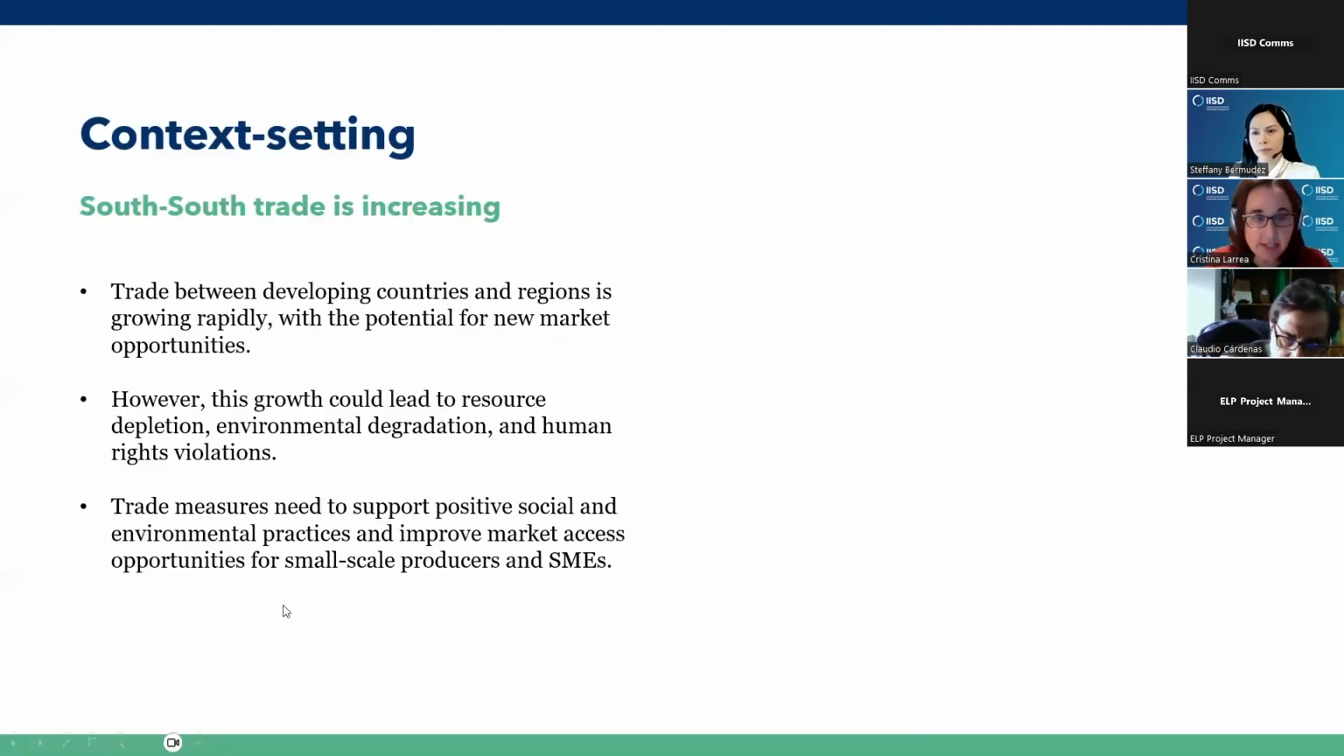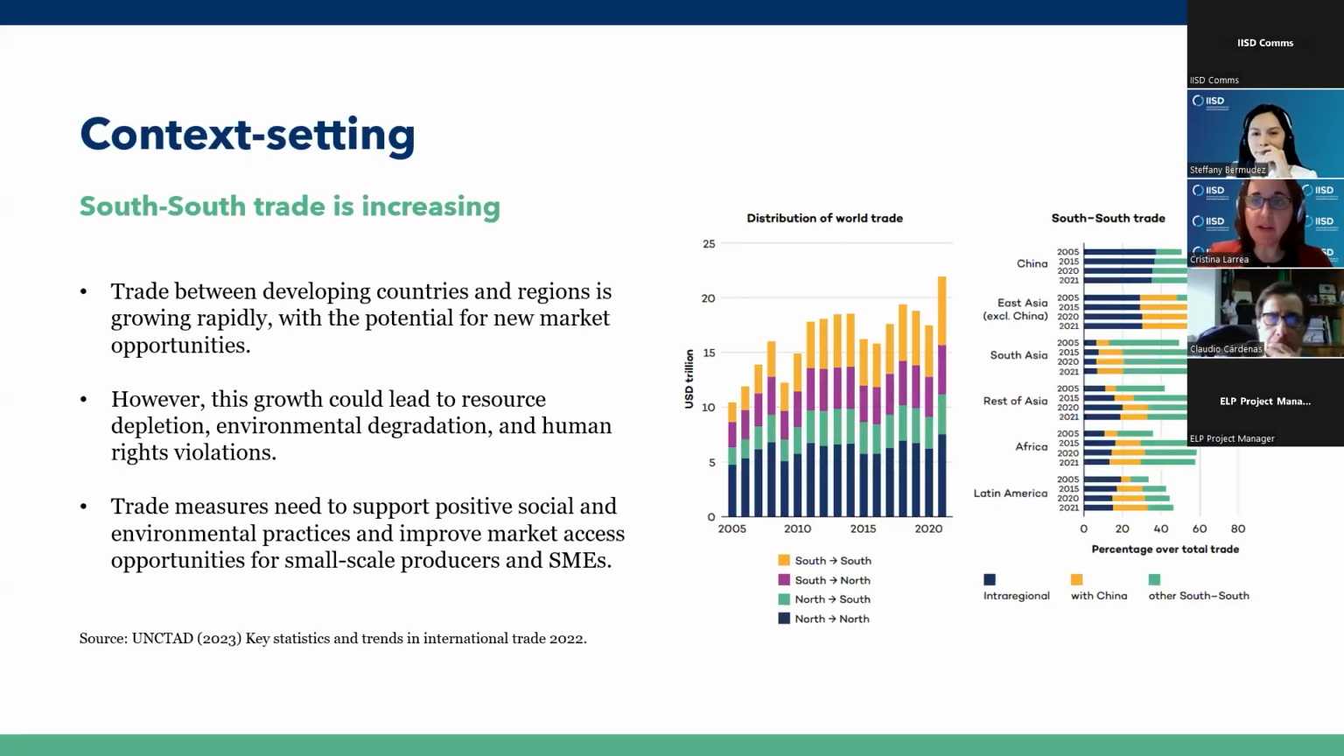Trade between developing countries and regions is growing rapidly, and this can open market opportunities for producers and small and medium-sized enterprises in low-income countries and diversify their market relations. As we see in the first graph from UNCTAD, the one on the left, the value of South-South trade has increased since 2005, the orange bars, even more than the value of trade between South and North, the bars in purple. So we see the trajectory of growth.